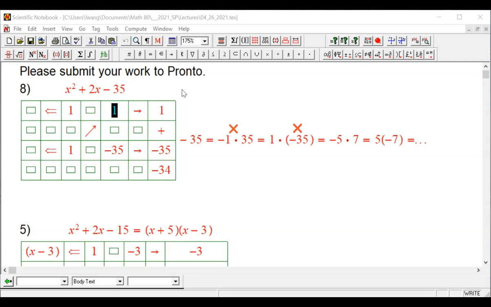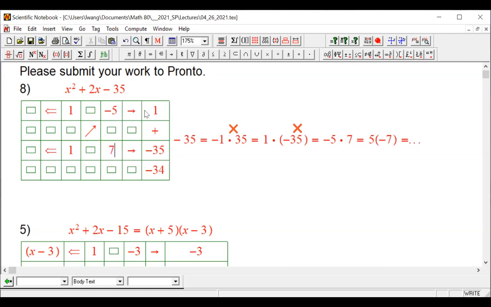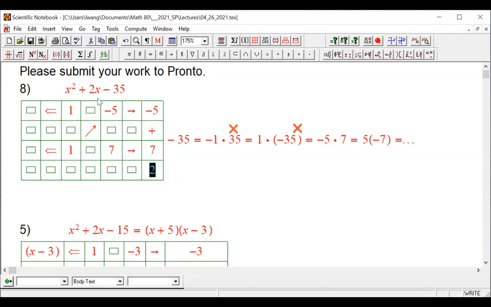This is a negative 5 option over here, and over here it's going to be positive 7. So 1 times negative 5 is negative 5, and 1 times 7 is going to be positive 7. When we add these two numbers, we get 2. Yay! We made that perfect match. Do you guys follow me?